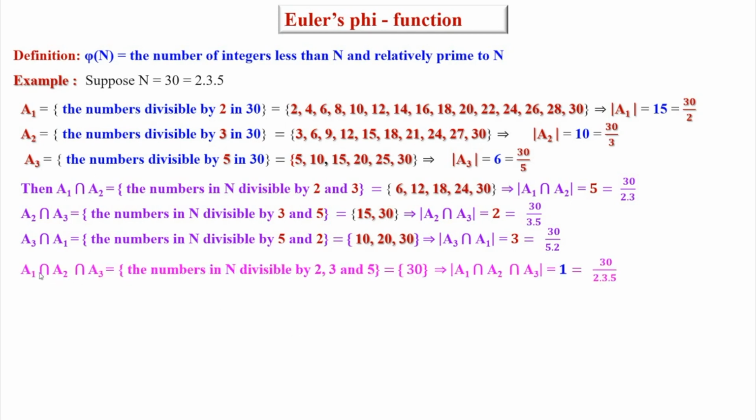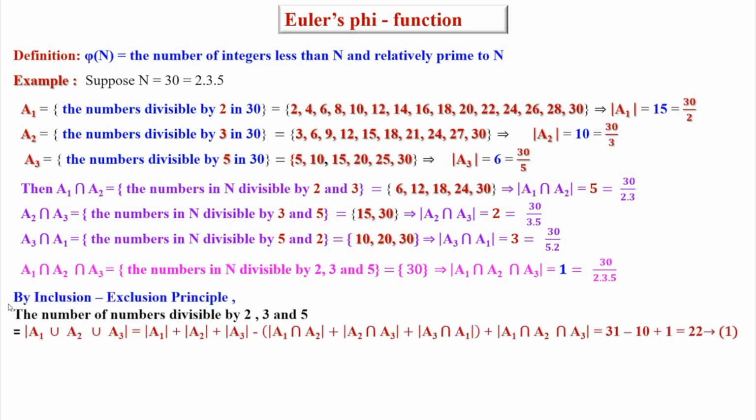And finally, we want to find those numbers in n which are divisible by 2, 3 and 5. So it is only 30. The number of elements in that is 1, and again we notice that it is 30 divided by 2, 3 and 5, that is 2 into 3 into 5.